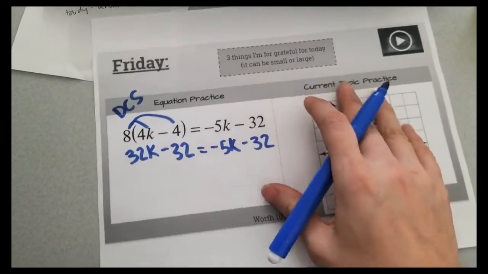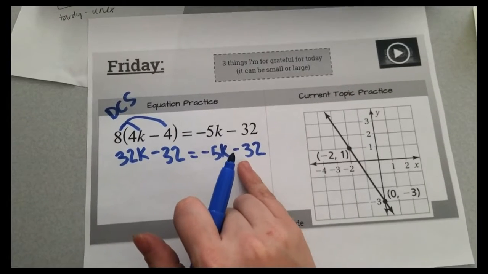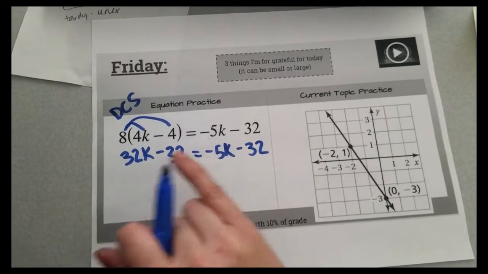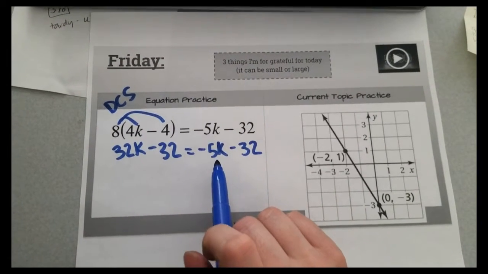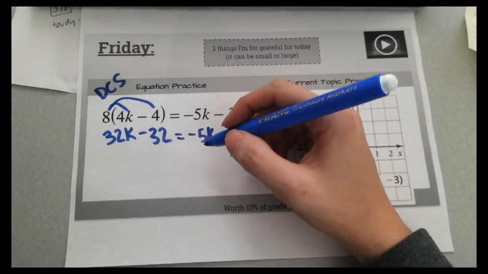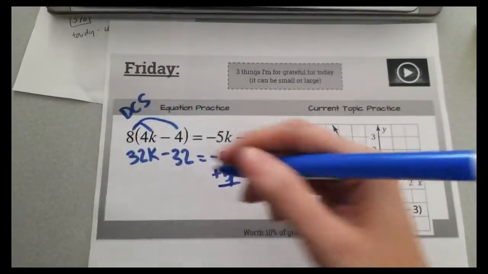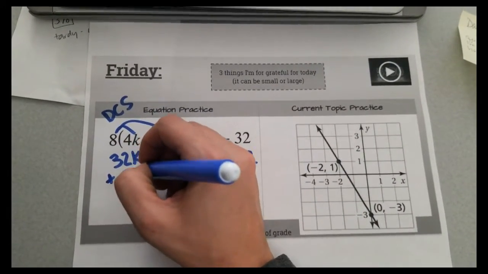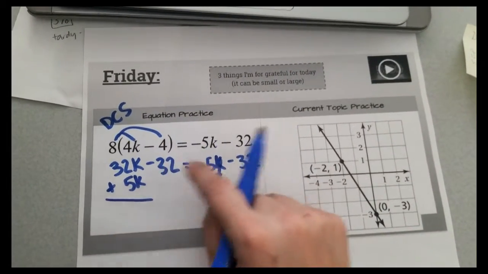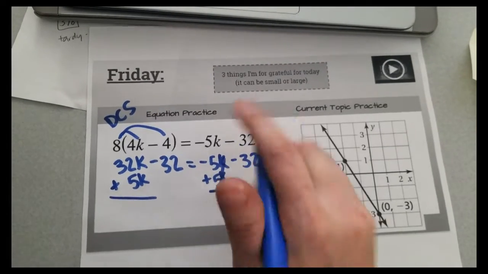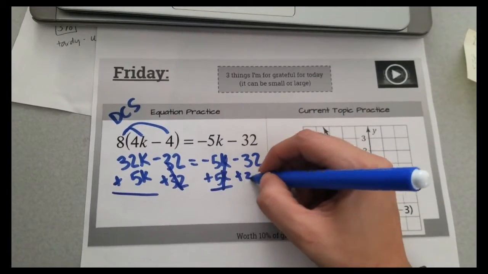Okay, now we're on combine, so we're going to look at the left side. Nothing that goes together. Look at the right side. Nothing that goes together. So now we're on combining on like sides. So the 32 and this negative 5k go together. I'm going to get rid of this negative 5k by moving it to the other side by adding it. If I move the k over here, that means I need to move this number over here. So the opposite of subtracting 32 is adding 32.